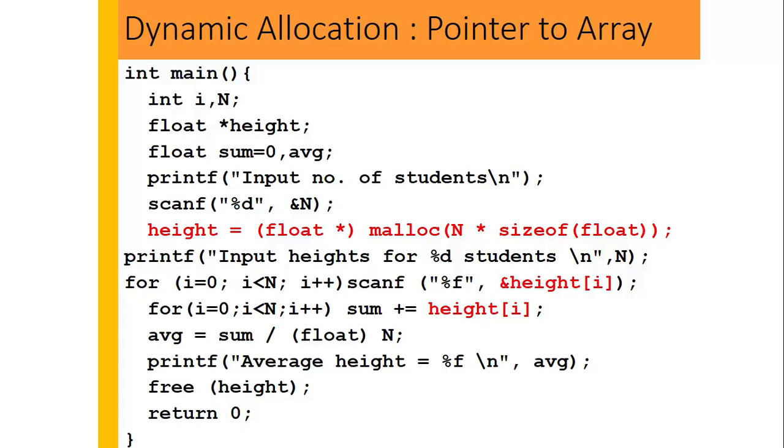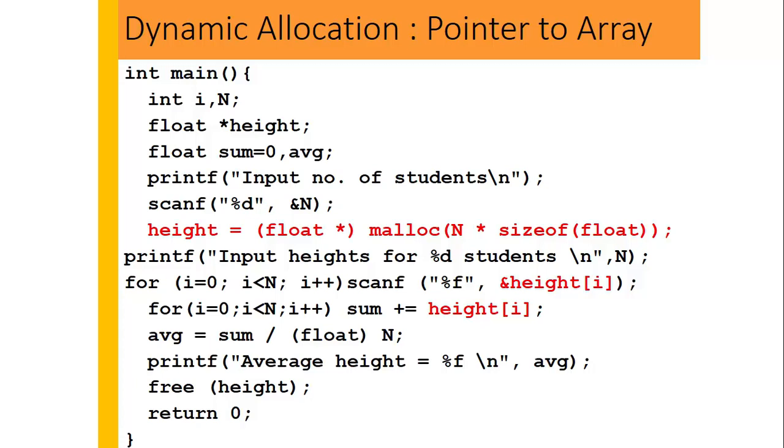Now we have allocated the memory. Now we're looking for data. So we can scan the data in the same form as we do with the normal array, height square bracket i. Right? Now we have already declared the memory, input the height of each of the students, kept it into a memory. Right? Now we need to find the sum of all those heights in those continuous memory locations, right, which we allocated using malloc.